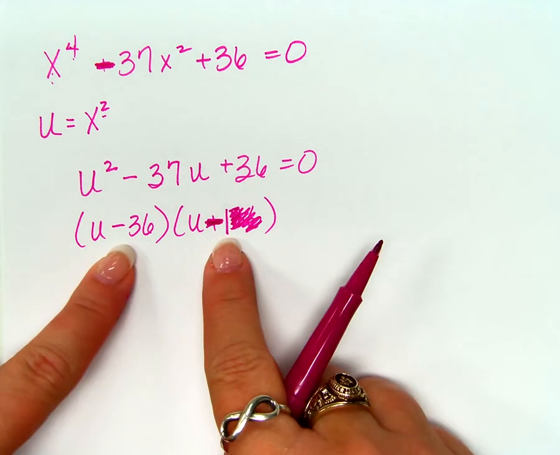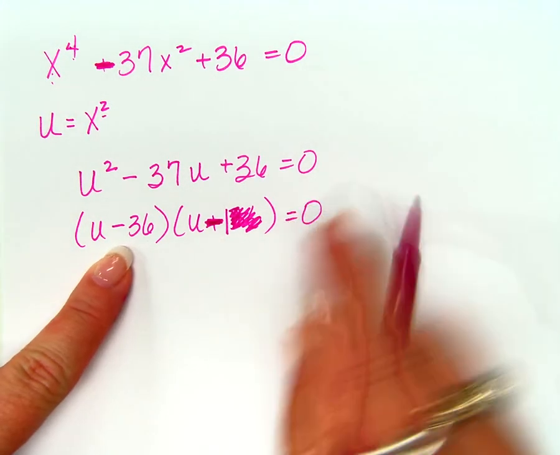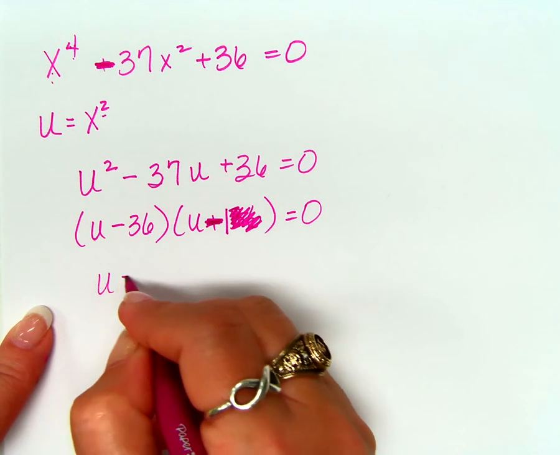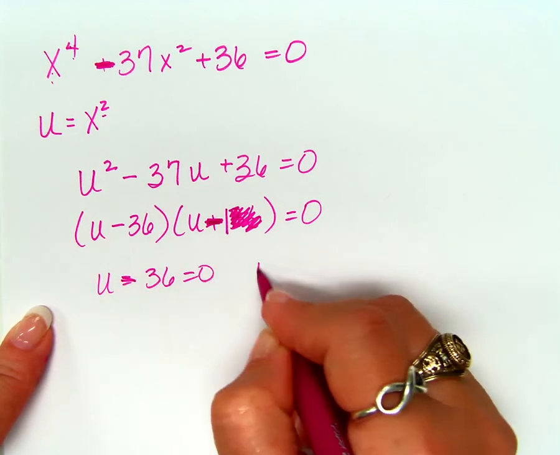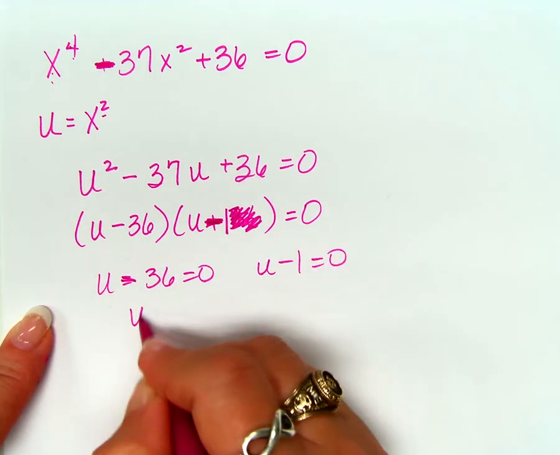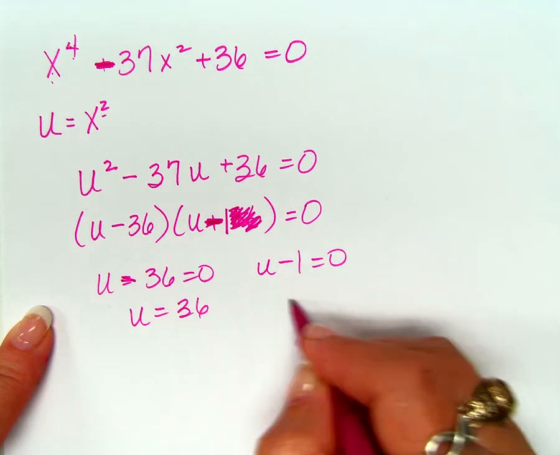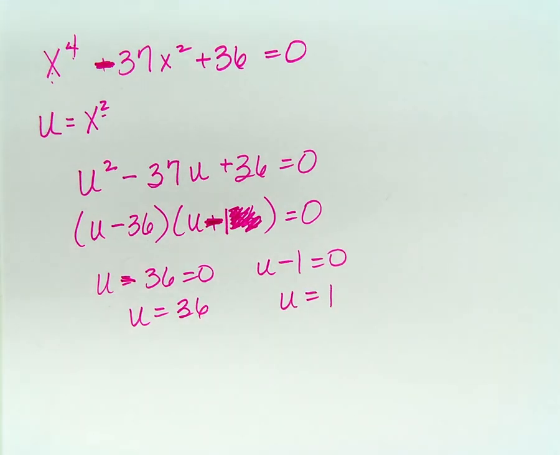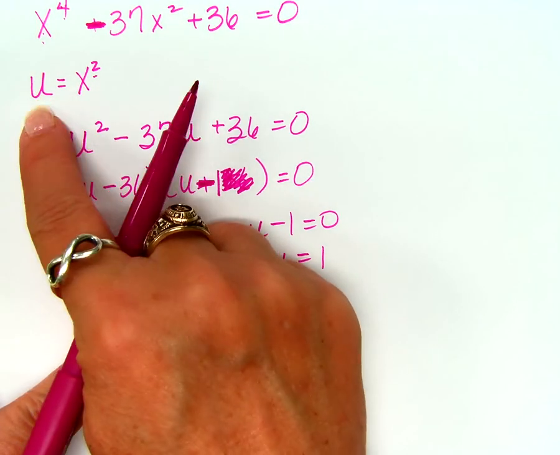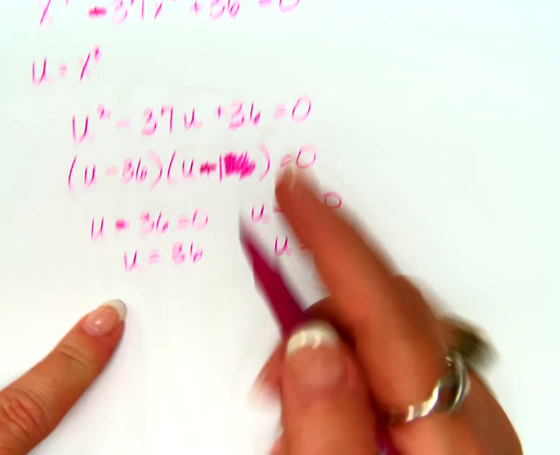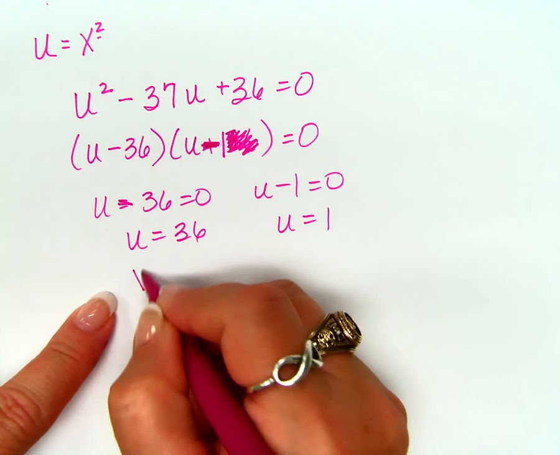Can I solve these now? Because it's equal to 0, right? Solve these. u minus 36 equals 0, and u minus 1 equals 0. So u equals 36 and u equals 1, right? Except what are we trying to solve for? u or x? x. Now that I've solved for u, go back up to here. What does u equal? x squared. So instead of writing u, I'm going to write x squared.